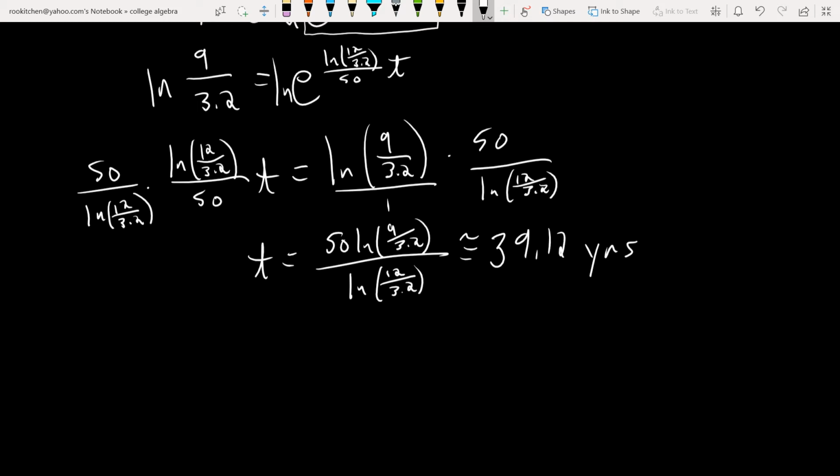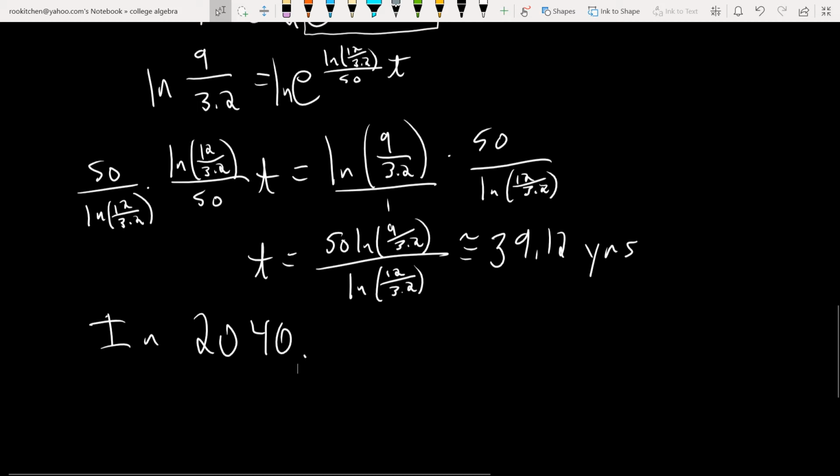So again, this is that one little technicality I was talking about. They don't want the year 2039 as their answer. They want the year 2040, because that's the year where at the start of the year you will be over 9 million in your population. So the end answer: Palestine will be over 9 million in the year 2040.